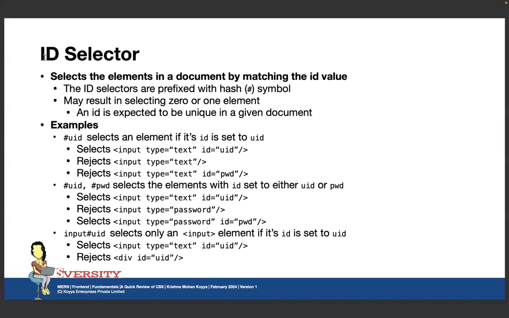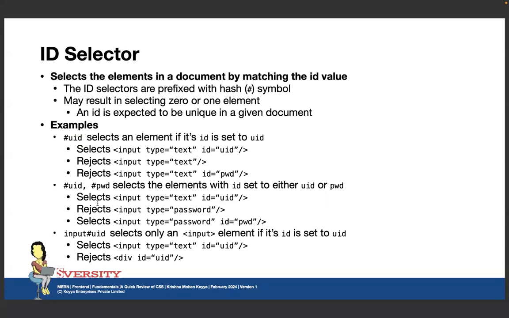So how do you say we are actually using ID as the selector? You need to write that ID, and it should be prefixed with the hash symbol. For example, here, if my selector is hash UID, then this will be selected because the ID is UID here, it is matching. This will not be selected because there is no ID at all. This will not be selected because even though there is an ID here, it is not matching the rule of UID.